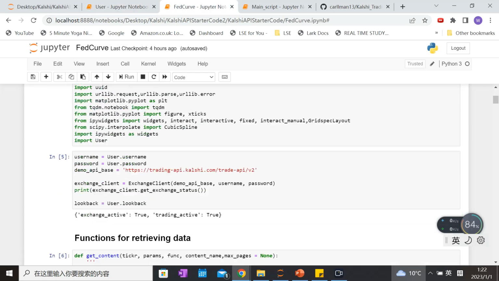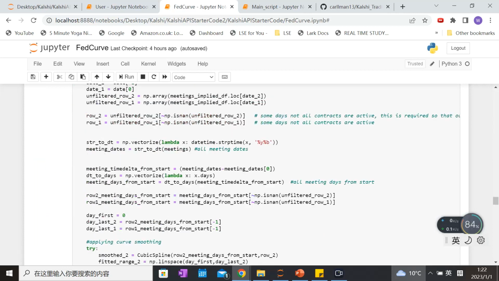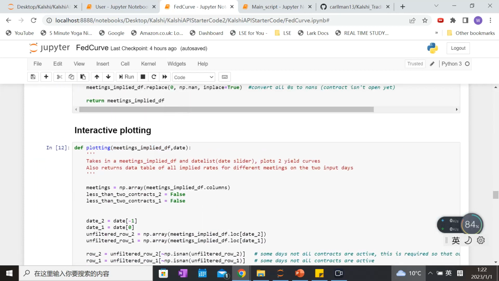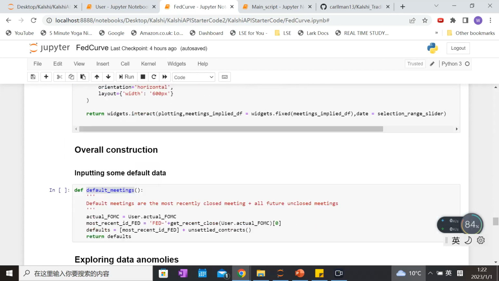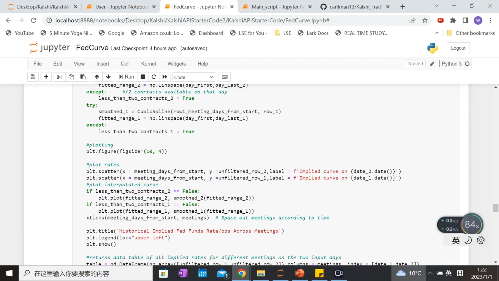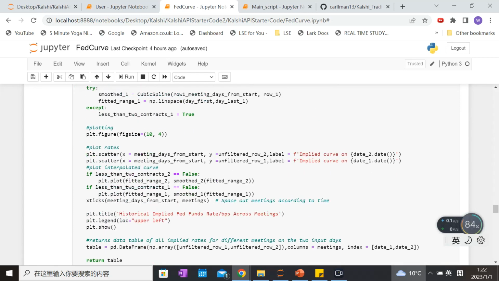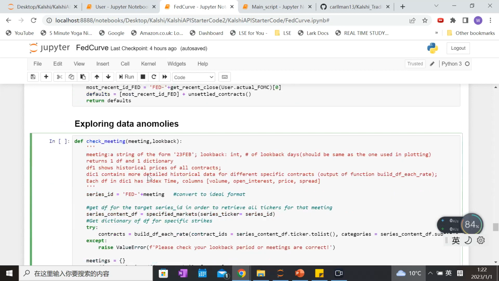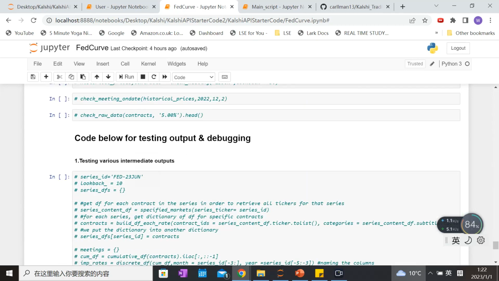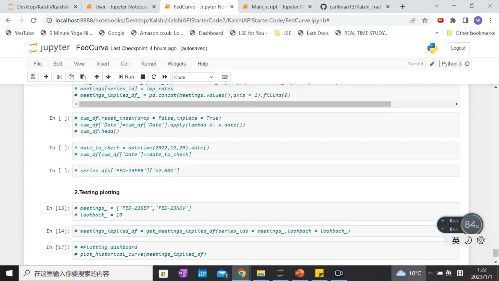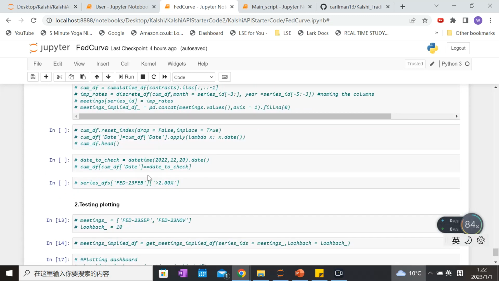Here I have all the functions written out with respective explanations. It might take a while to understand, but I am trying my best to explain clearly the logic. And finally, I have also provided code for testing output and debugging intermediate values, as well as the plotting function.